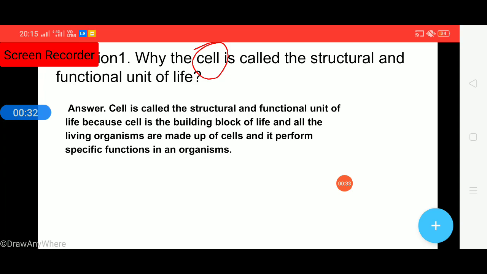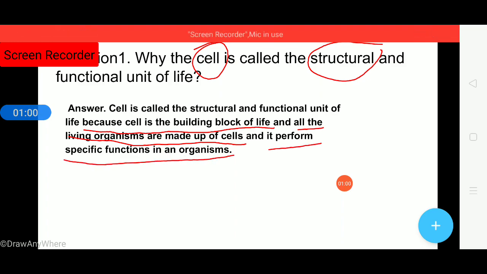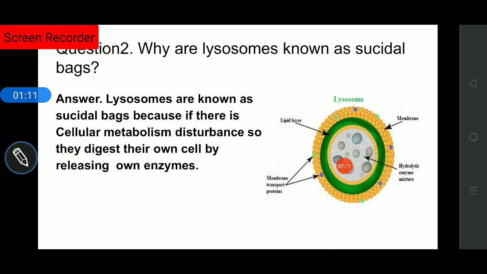So here we have to answer why the cell is called the structural and functional unit of life. Because the cell is the building block of life. All the living organisms are made up of cells. Here you can see the word structure means the living organism structures are made by the cells and it performs specific function in an organism. All the functioning of the living organisms are carried out by the cell. So let's go through the second question.